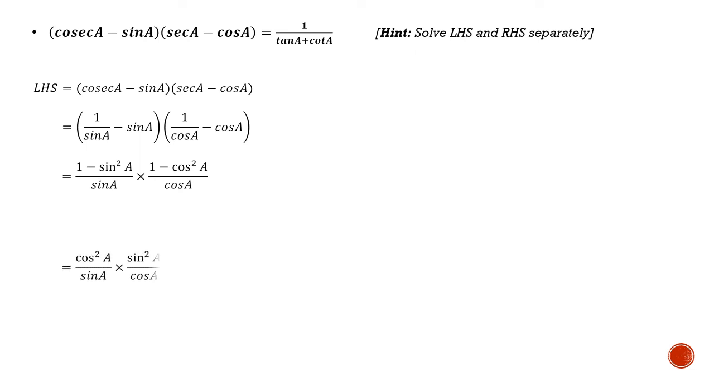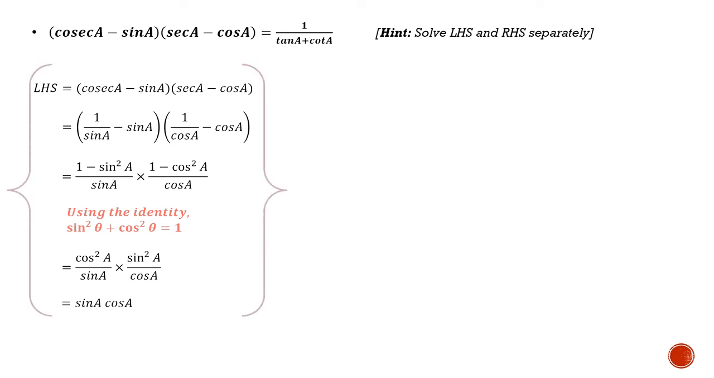Now 1 minus sine square is equal to cos square. So I wrote down here cos square. And 1 minus cos square is equal to sine square, using the identity sine square theta plus cos square theta is equal to 1. So you are left with cos A sine A on the left hand side. Let us try and solve the right hand side again. 1 divided by tan A plus cos A.